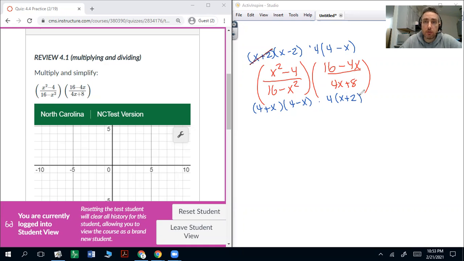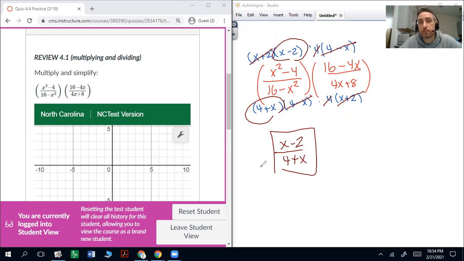X plus 2 has a matching partner over there. 4 has a matching partner down there. 4 minus x has a matching partner down there. What we have left is x minus 2 on top and 4 plus x on the bottom.